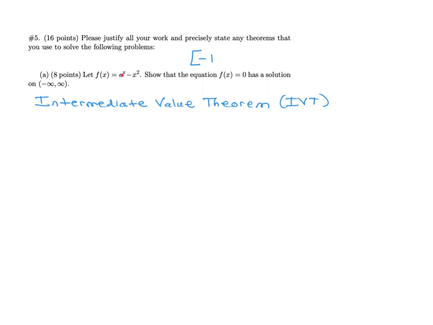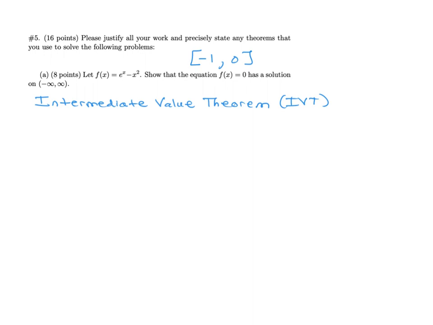If you put -1 into this equation, you have e to the -1, which is a positive number, and you're subtracting 1. I believe that will be negative. And then I'm going to use the number 0 for the other endpoint, because if you put 0 into this equation, e to the 0 is 1, and 1 minus 0 is 1. So it should go from a negative to a positive number over this interval.